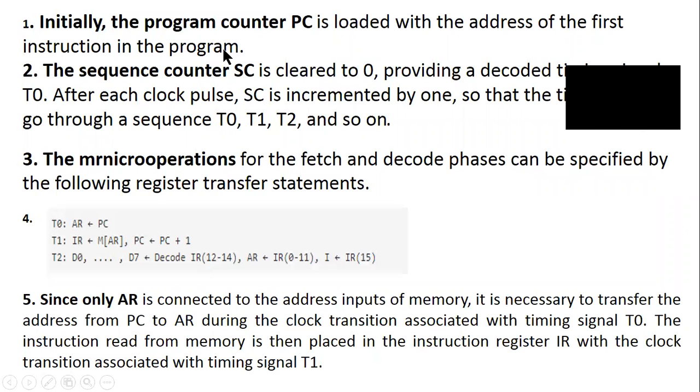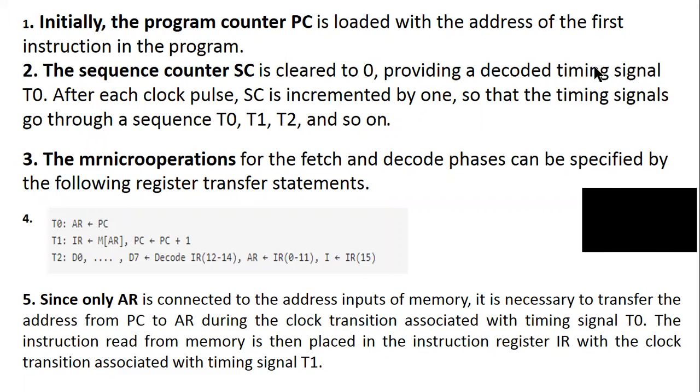Okay. Initially, the program counter PC is loaded with the address of the first instruction in memory, as I already told you. The sequence counter SC is cleared to 0, providing the decoded timing signal T0. After each clock pulse, SC is incremented by 1, so that the timing signals go through the sequence T0, T1, T2 and so on.